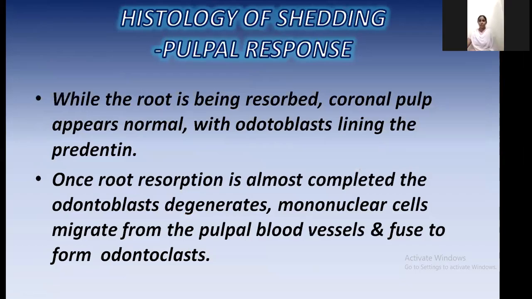Histology of shedding, pulpal response. While the root is being resorbed, coronal pulp appears normal, with odontoblasts lining the predentin. Once the root resorption is almost complete, the odontoblasts degenerate. Mononuclear cells migrate from the pulpal blood vessels and fuse to form odontoclasts.